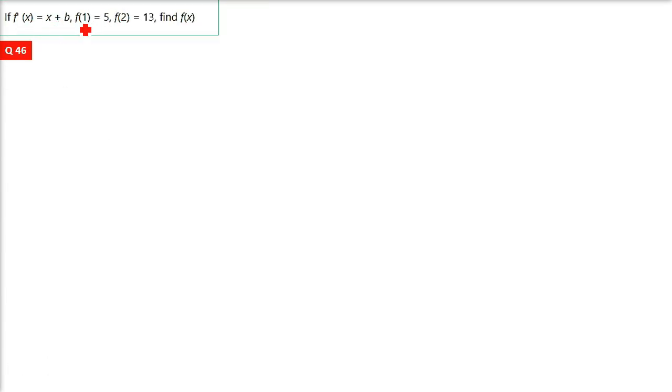f dash x is equal to x plus b. f1 is given as 5, f2 is 13. We have to find the original function f(x). Since f dash x is already given, let us integrate it, and the integration of a derivative gives the original function.